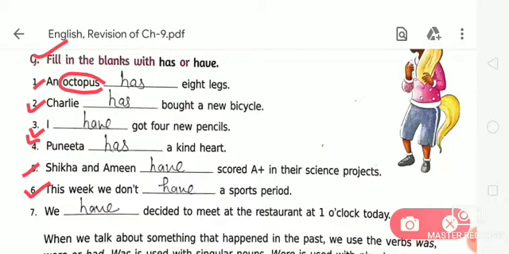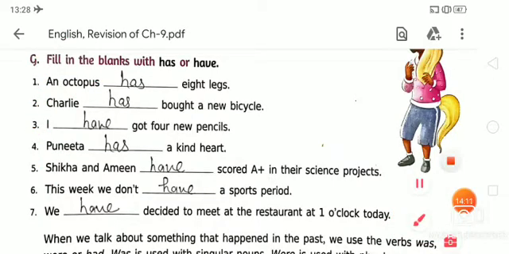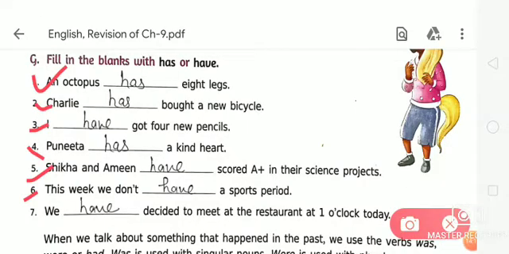Now the next, number 6: this week we don't dash a sports period. What will be used with "we"? Here we will use "have." So in number 6: this week we don't have a sports period. Now the next, number 7: we dash decided to meet at the restaurant at 1 o'clock today. Students, what will be used with "we"? "We" is a plural word, so we will use "have."